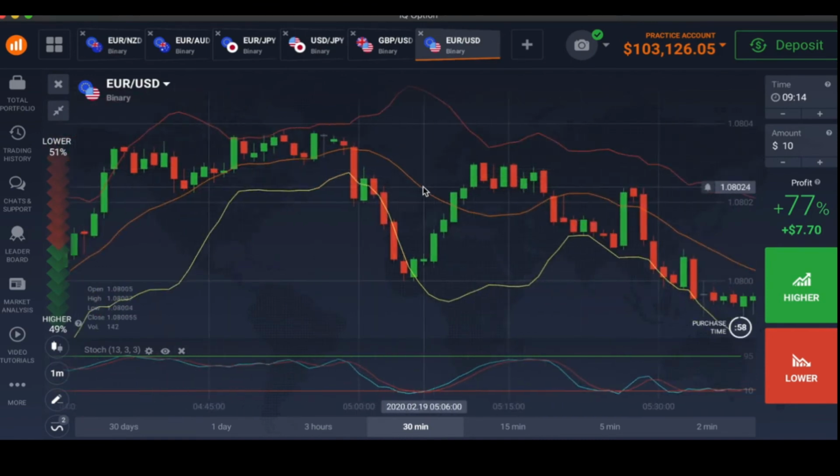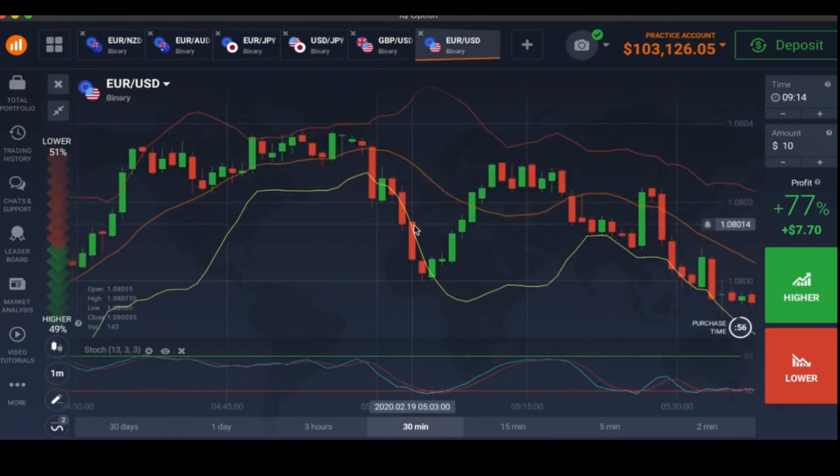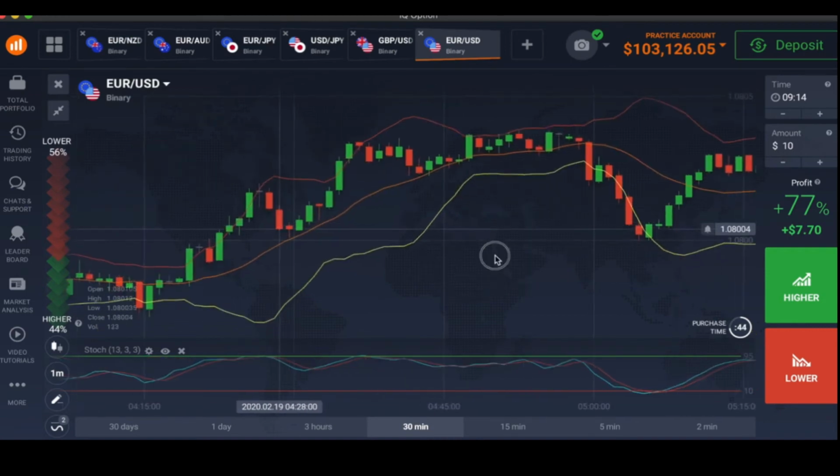Over here, this is a perfect example. The market was not touching the oversold yet. On this candle though, it did touch and go a little bit lower. You take this trade, you win. So this is how you trade Bollinger Bands mixed with stochastic indicator.